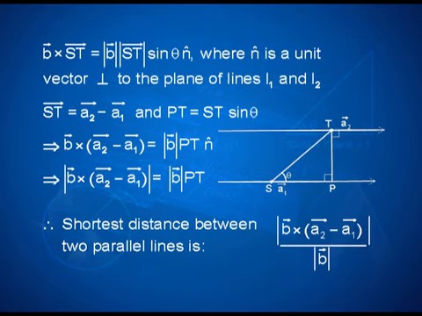So, if I have the two lines given to us which are in the same direction, so I know the vector B, I know the vectors a1 and a2, I can take this formula as a result to find the shortest distance between those two parallel lines.